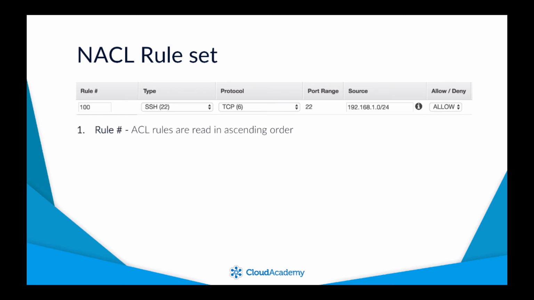These being rule number. ACL rules are read in ascending order, and as soon as a network packet is received, it reads each rule in ascending order until a match is found. For this reason, you will want to carefully sequence your rules with an organised numbering system. I would suggest that you leave a gap of at least 50 between each of your rules to allow you to easily add new rules in sequence later if it becomes necessary.